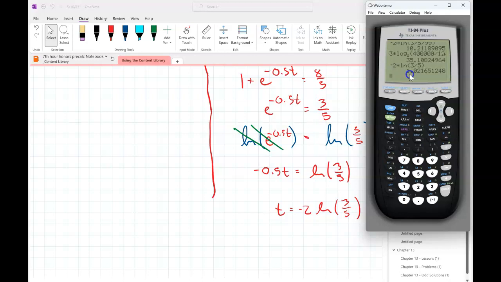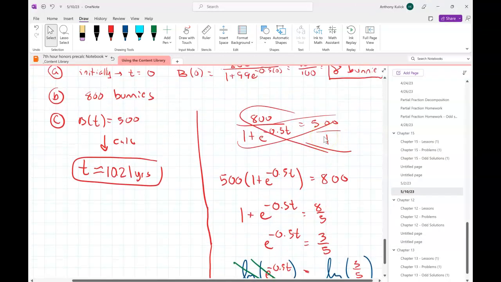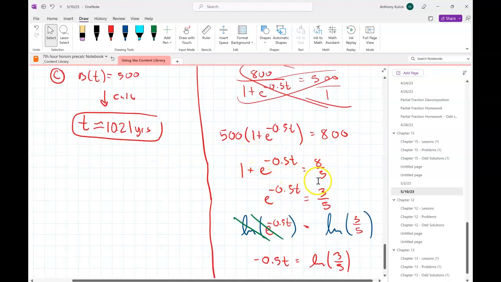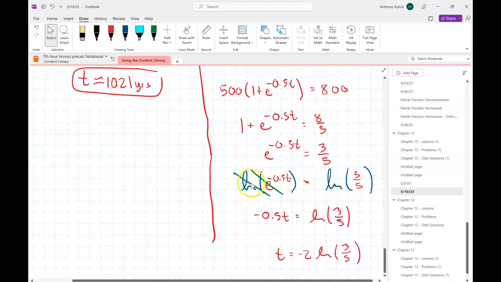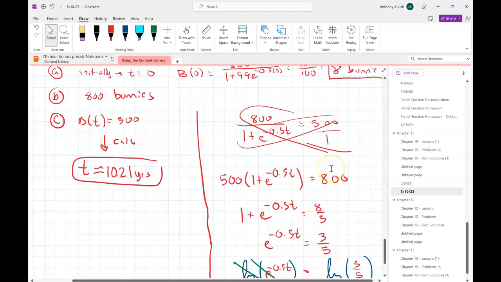Wait a minute, what happened here? Why am I an order of magnitude off? What did we do? Oh my gosh, guys. Mr. Kulik, you're so dumb. I forgot the 99 there.